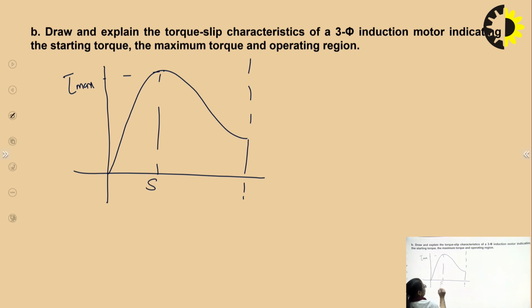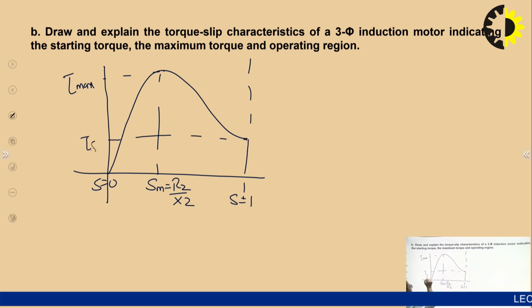The slip corresponding to the maximum torque is given by R2 by X2. This is the slip at starting, which is 1, right? So, this is nothing but the starting torque. Our full load torque is somewhere here, right? We can also indicate the speeds. Here the speed is 0, here the speed is equal to ns, and this is in between.